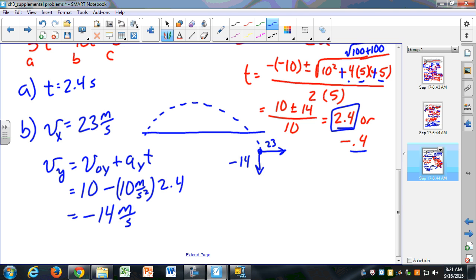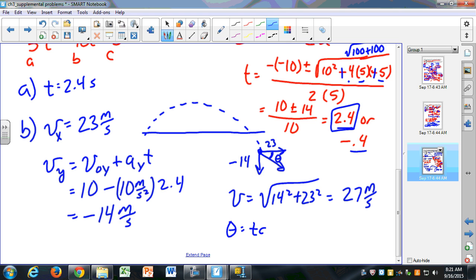And then if I want to know the resultant vector, v, it's the square root of 14 squared plus 23 squared, which is 27 meters per second. So I also want to know the direction. That means I want to know this angle right here. Theta is the inverse tan of the y over the x. That's 14 over 23, is 31 degrees below the plus x-axis.